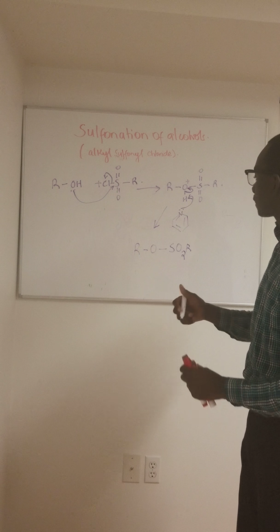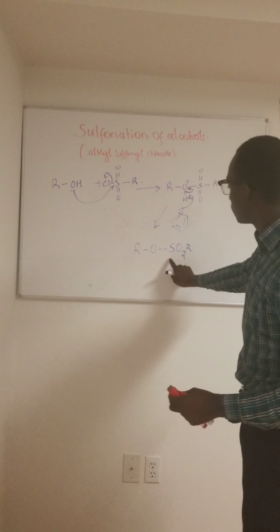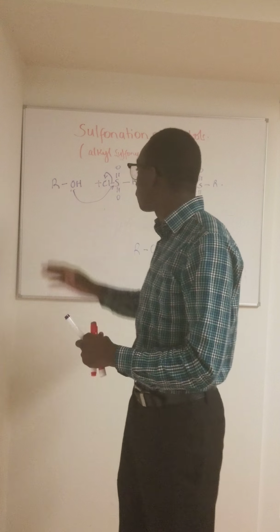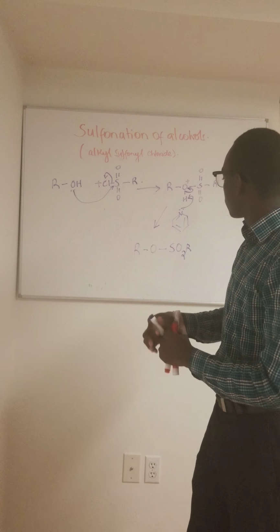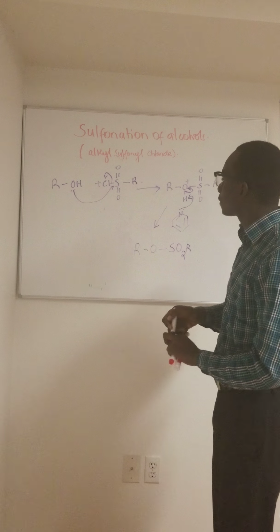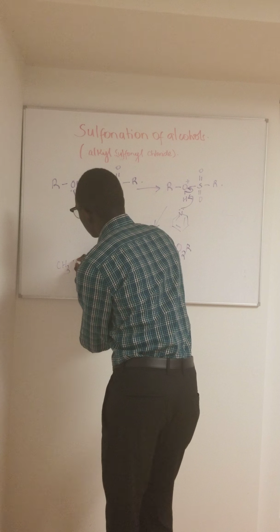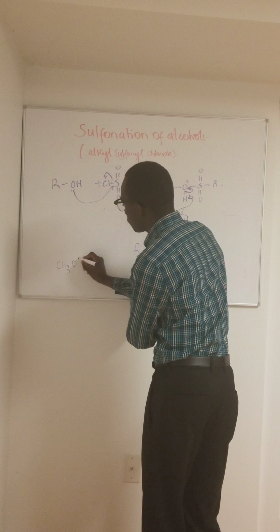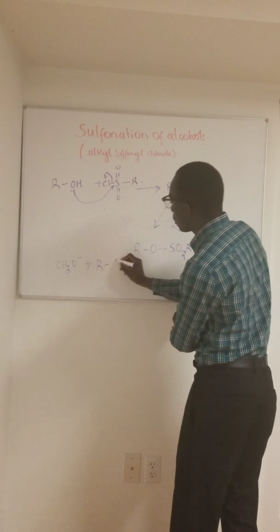Now this product is a very good leaving group, whereby we can easily displace this oxygen from this alcohol by any other nucleophile. So this is a general formula for all alcohols. If I may use, let me say, this type of group, this group can react with my sulfonated alcohol.